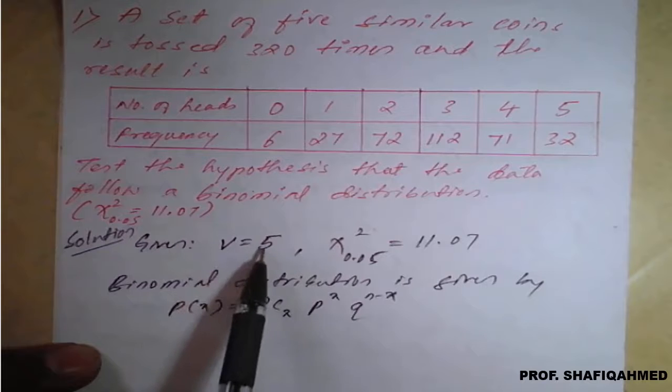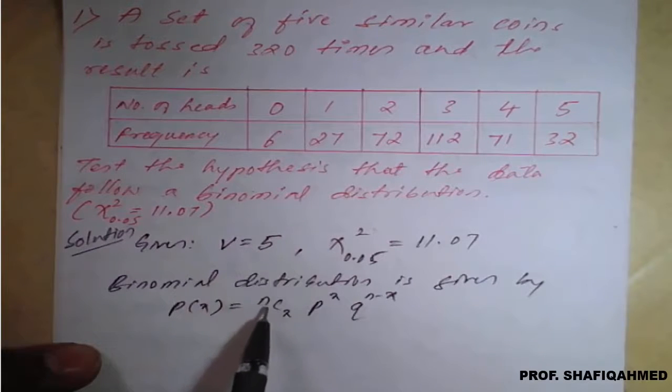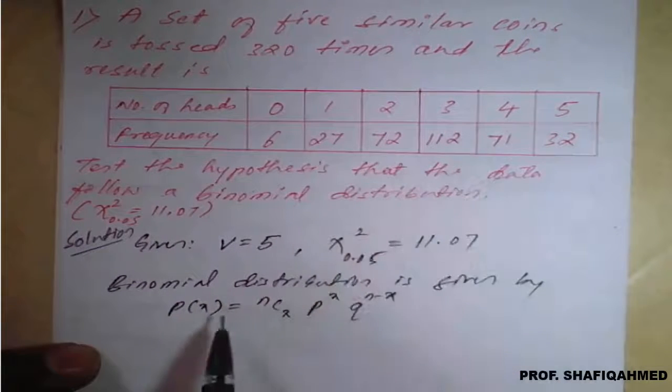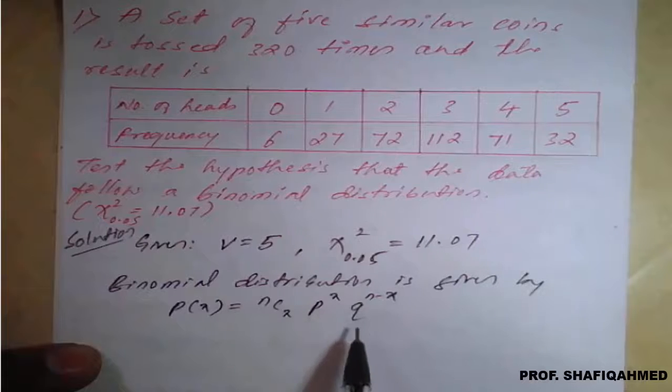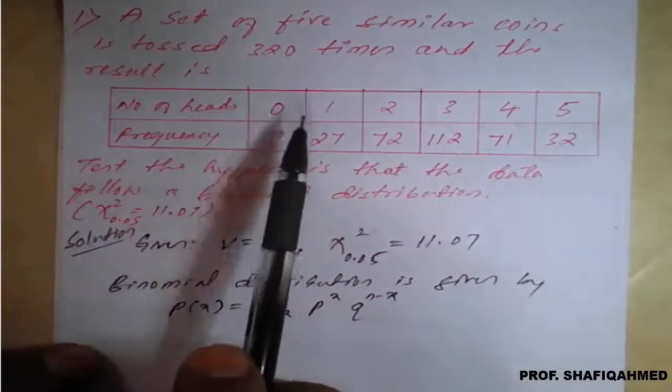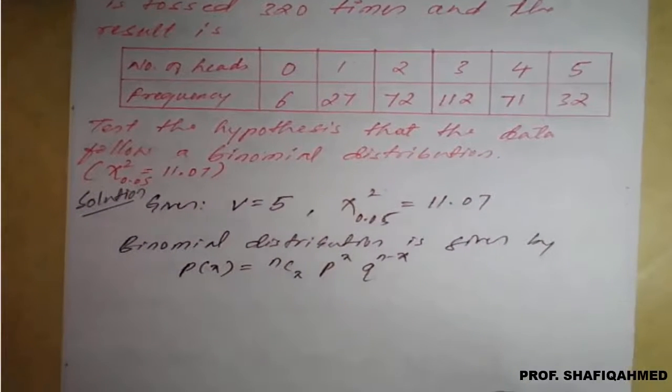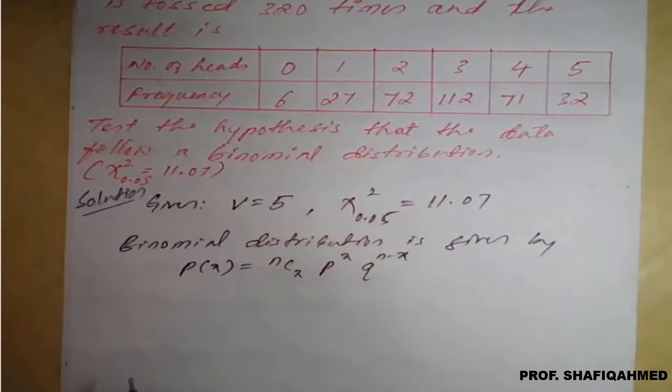So what degree of freedom we got here? 5. So that n value will apply here as the n value. X values are same, it will be 0 1 2 3 4 5. While executing, we'll see what is the p value and q value. So this question is for tossing a coin. Tossing a coin means we know that probability of getting head and probability of getting tail is nothing but 1 by 2.